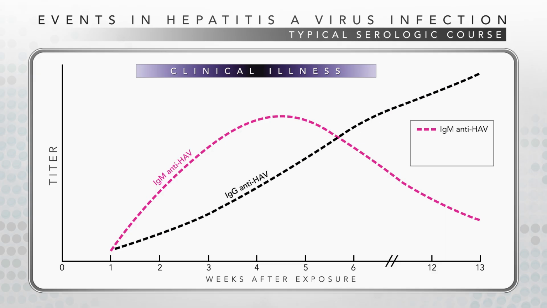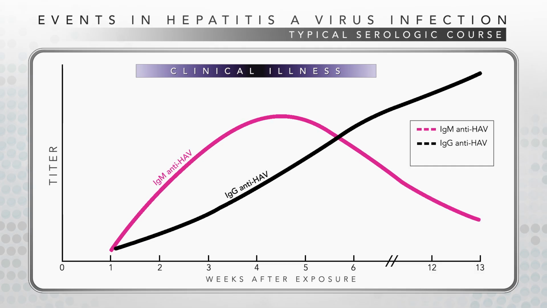IgG antibodies to HAV, referred to as IgG anti-HAV, shown in the black hatched line, begin to rise at or right before the onset of clinical illness and persist to provide lifelong immunity. IgG anti-HAV is also produced following immunization with hepatitis A vaccine. Some commercial tests only measure total anti-HAV, which includes both IgM and IgG anti-HAV.